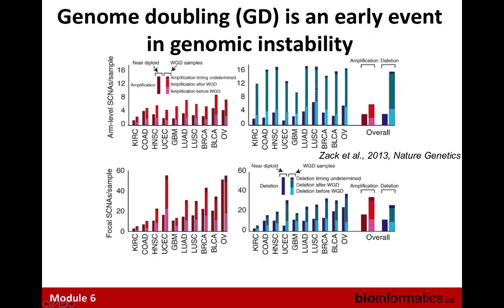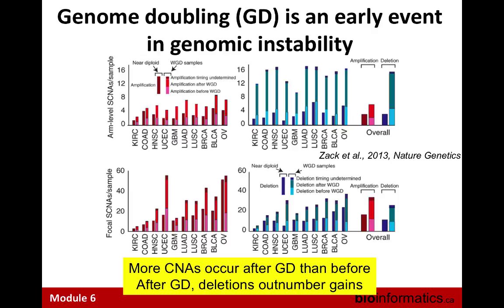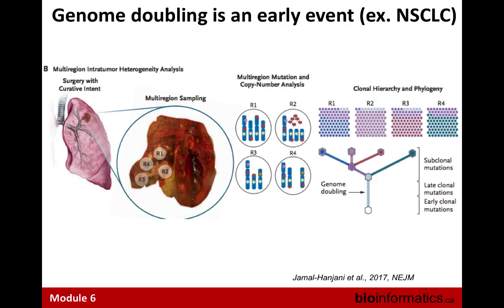So what we see here for broad events on top and focal events on the bottom, with gains in reds and losses in blue, is that in samples which have a whole genome duplication event, so every pair of these bars are the diploid versus the duplicated genomes, there are many more amplifications and deletions that occur after the genome duplication. So these genome duplication bars are a lot higher. And specifically, the deletions are a lot higher, right? So many more losses happen after genome duplication. Right, so more CNAs occur after genome duplication than before, and deletions outnumber gains.